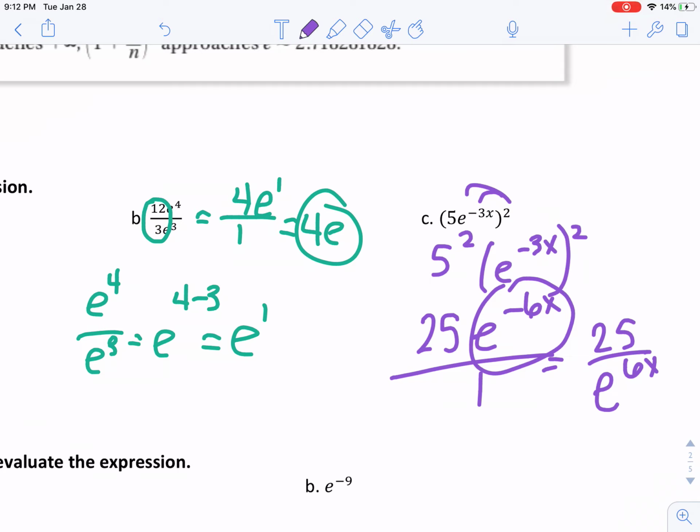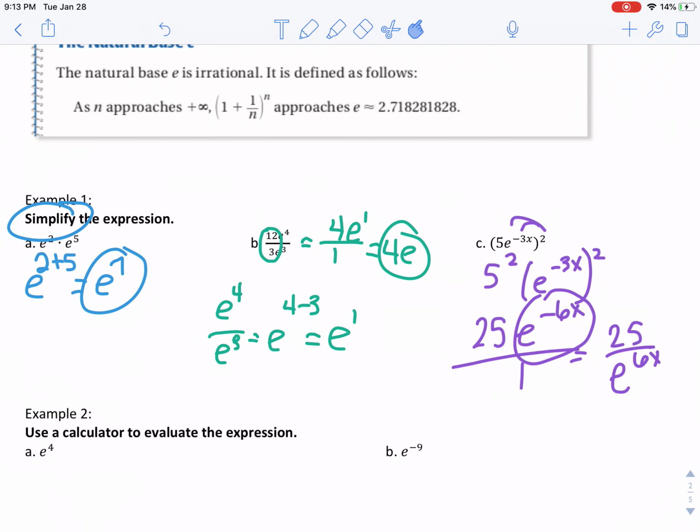So, hope that helps. If it doesn't, I'm very sorry, truly, and I would be more than happy to answer any questions you have. But really, on this simplifying part, it's just exponent rules. You guys know how to use exponents. You know how to simplify them. And I think you should be okay.